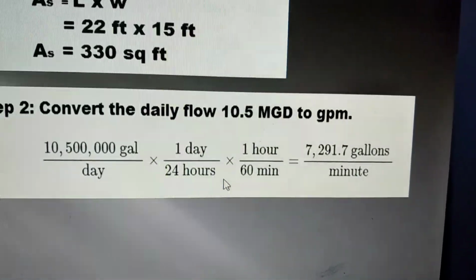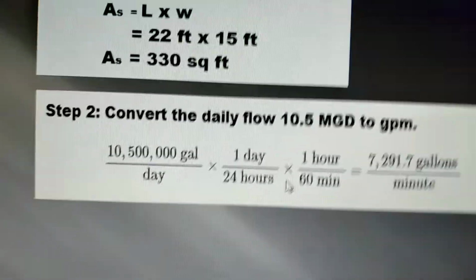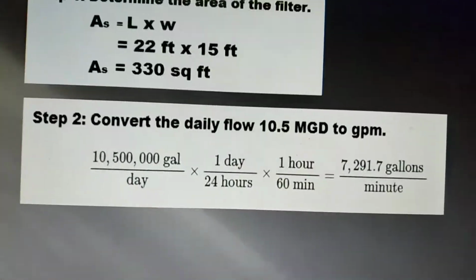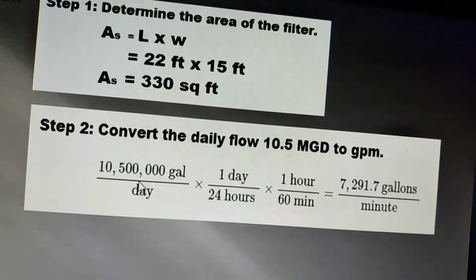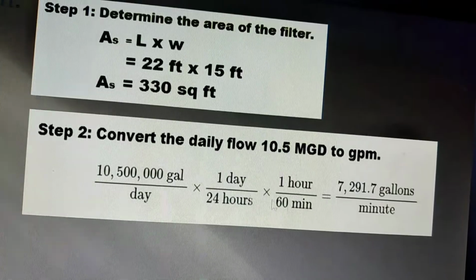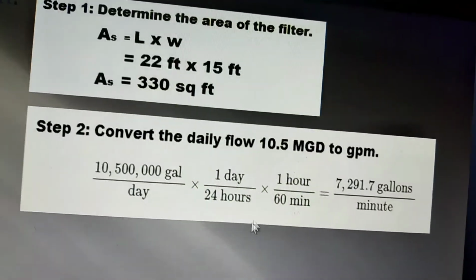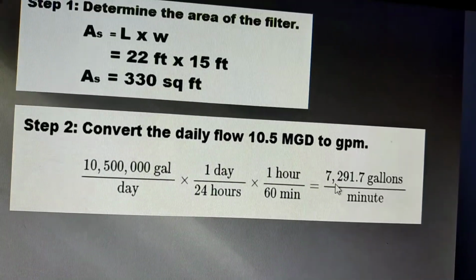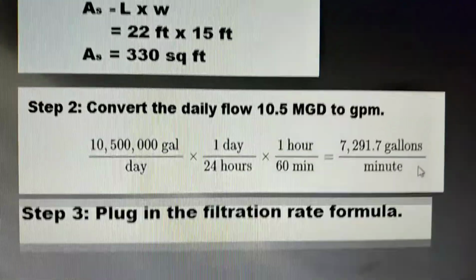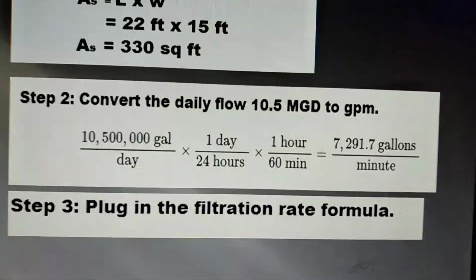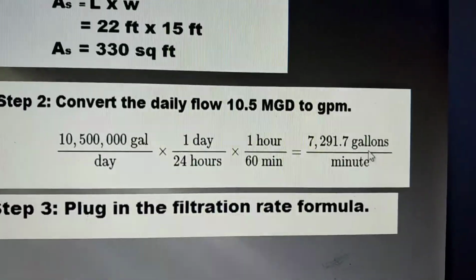1,440 minutes, the value from our previous explanation. So, 10,500,000 gallons times 1 divided by 1,440, that's 24 times 60, is equal to 7,291.7 gallons per minute. So, that's our flow. It's now in GPM. Gallons per minute.